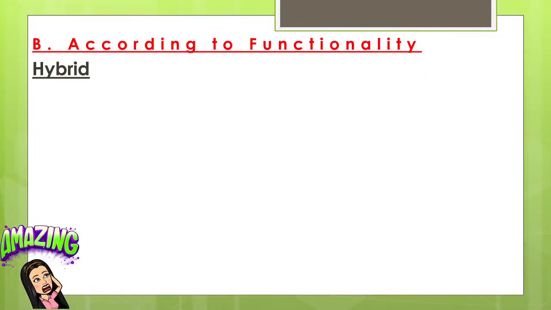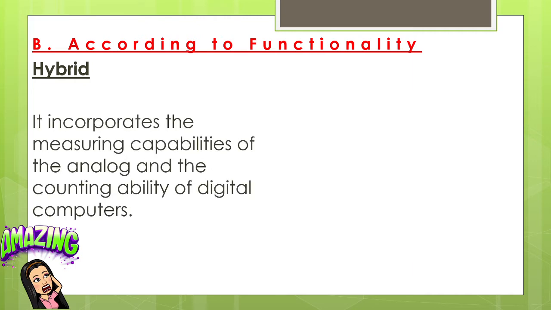Then, the third one is the hybrid computers. So these are the combination of analog and digital because it encompasses the basic features of both digital and analog computers. It incorporates the measuring capabilities of the analog and the counting ability of digital computers. Hybrid can have both features of digital and analog.